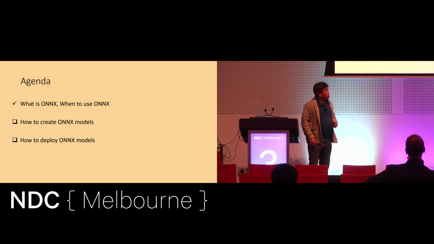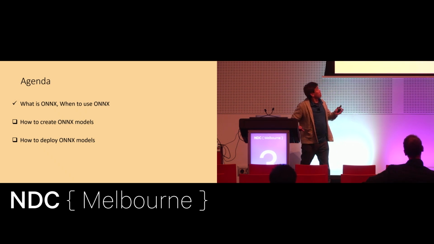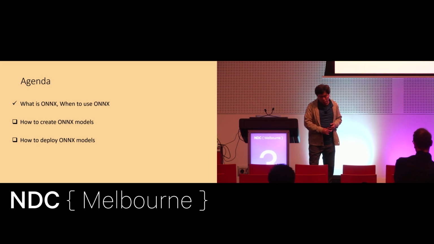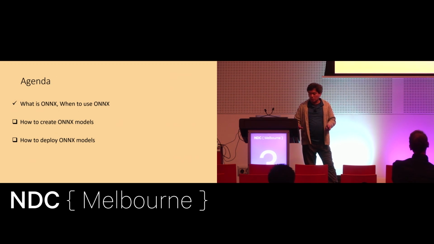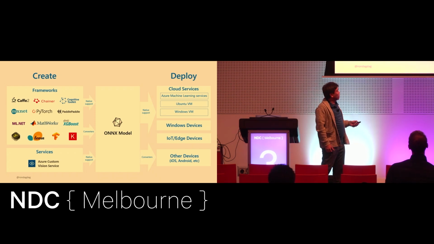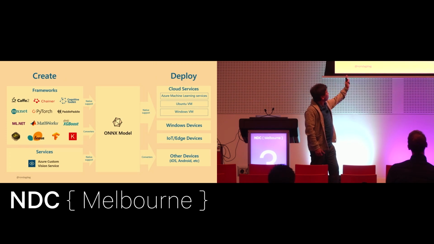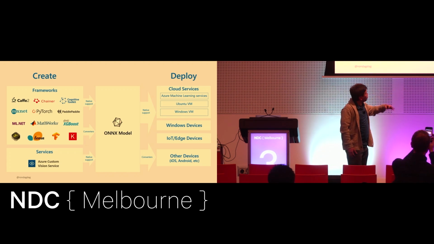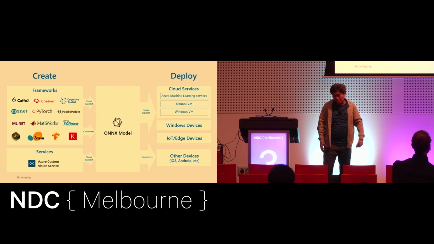So our agenda today: we talked about what is ONNX, and then the next step is how do we create this ONNX model and how do we deploy it to these devices. So this is a good summary of what we're going to do, right? We create the framework, we convert it to an ONNX model, and now you can deploy it not just on Windows devices, but IoT, edge devices, and all that.